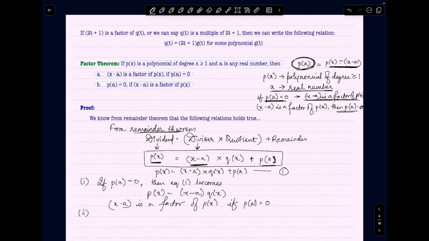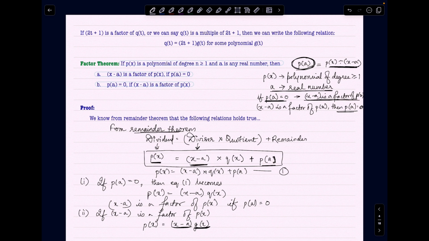Understood? The second point is given: x minus a is a factor of p of x. Since x minus a is a factor, I can write p of x equals x minus a into some polynomial g of x, suppose. I'm not writing q of x because we do not know the remainder term. You got my point?